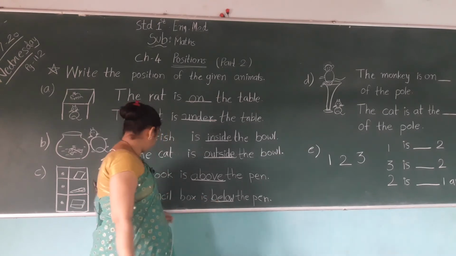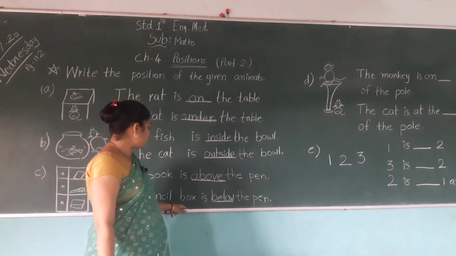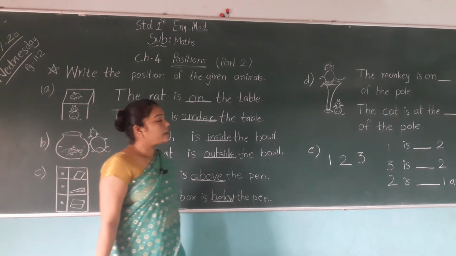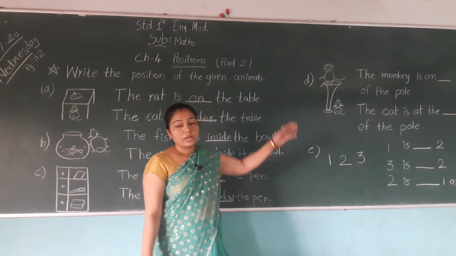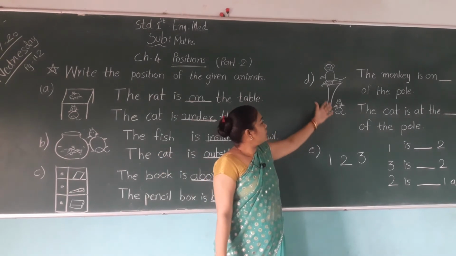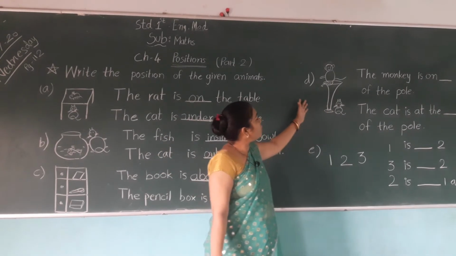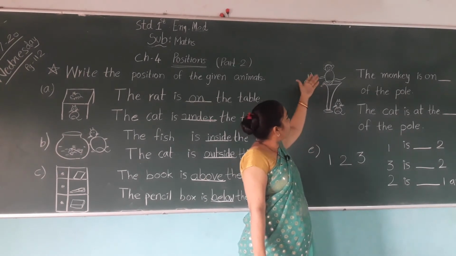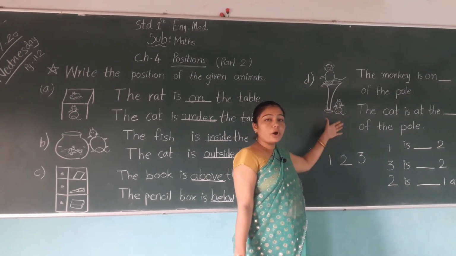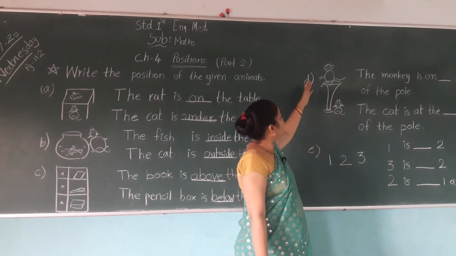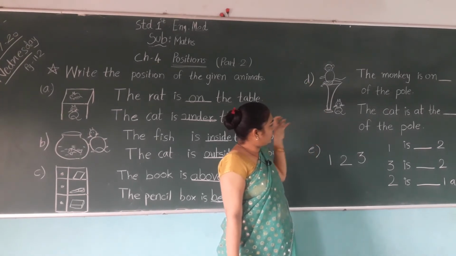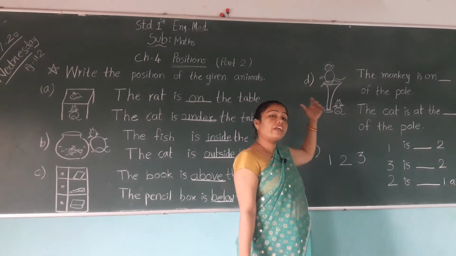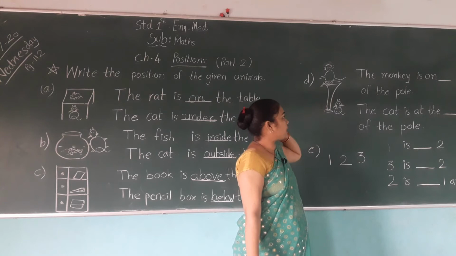Below. Below. The pencil box is below the pen. Now next, D. See this picture. One pole is given here. The monkey is on the top of the pole and the cat is on the bottom of the pole. Now we have to find out the position of the monkey and the cat and write in the blanks.